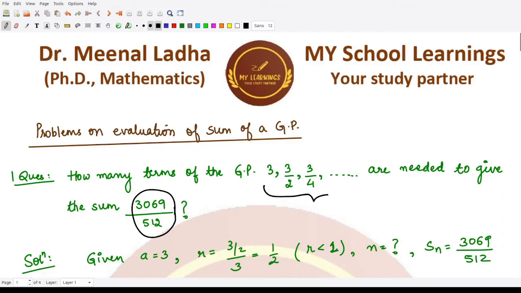GP is given to us, so that means the first term is given to us, and the common ratio could be obtained by dividing the first two terms. So 3 by 2 divided by 3 is 1 by 2, and 1 by 2 is less than 1, so the value of r is less than 1 in this case. Here they are asking how many such terms are required. So that means they are asking what is the value of n in this particular case.